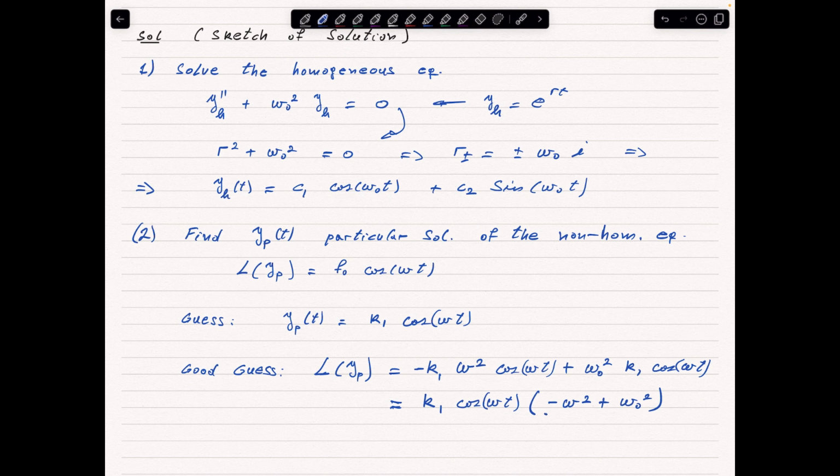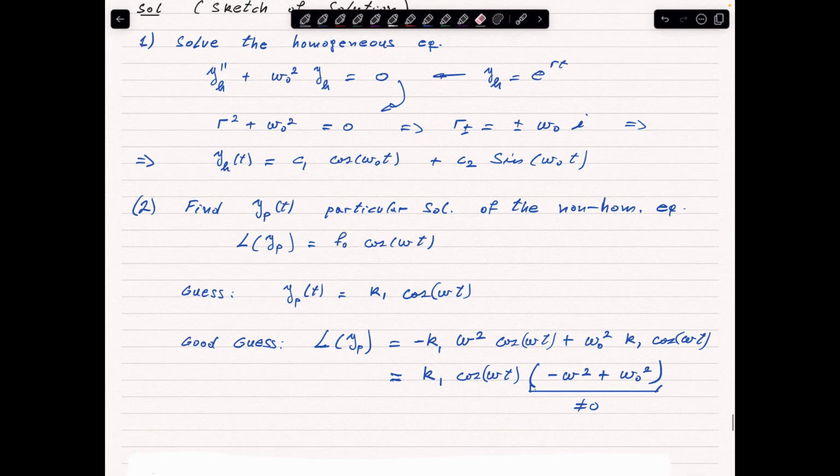And this is different from 0 because we are assuming that the driving frequency is different from the natural frequency. Because of that, this is different from 0, and therefore this function is not a solution of the homogeneous equation. So it's a good guess. Now you may notice that our guess did not include a constant k2 sine of omega t.